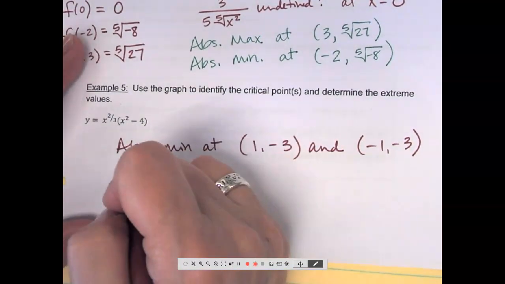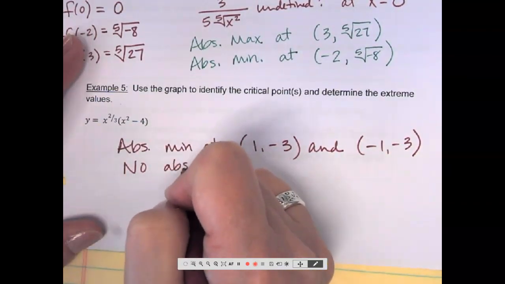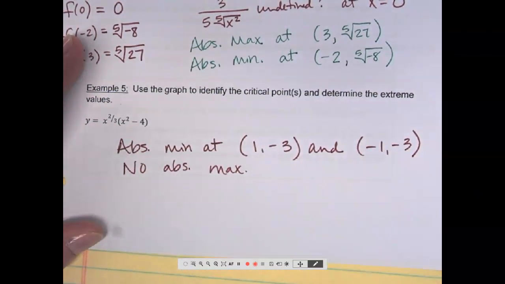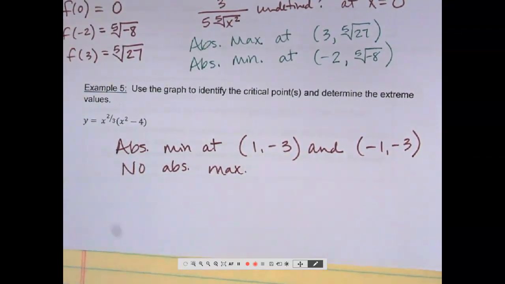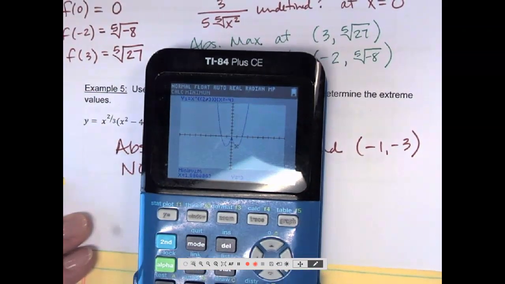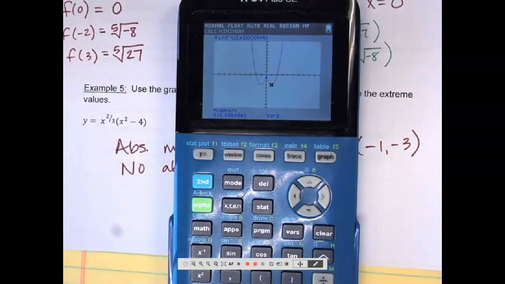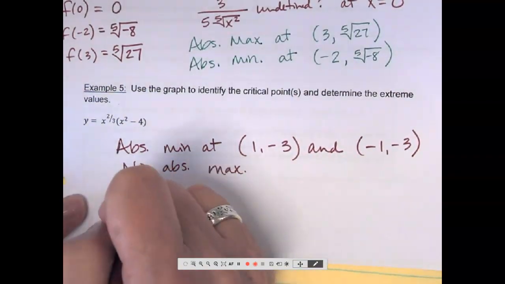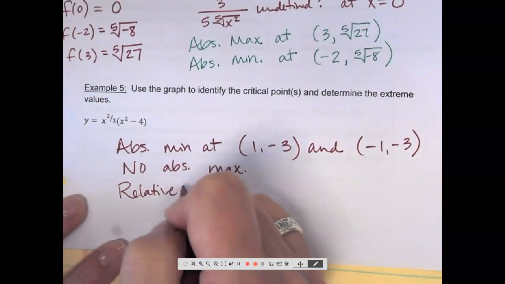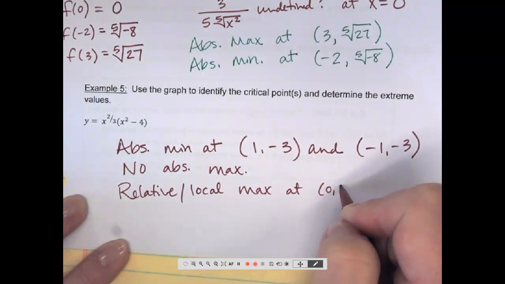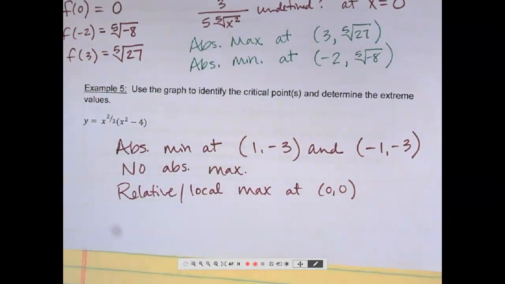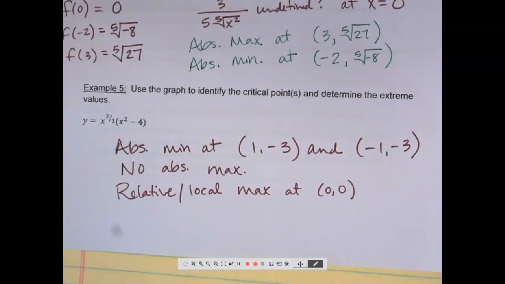Okay, there is no absolute max. If we were to limit the domain, then we would have one, but not with this domain being all reals. Let's go ahead and find the relative max. I have one relative max, and where is it? At 0, 0, at the origin. Okay. Question on that one?